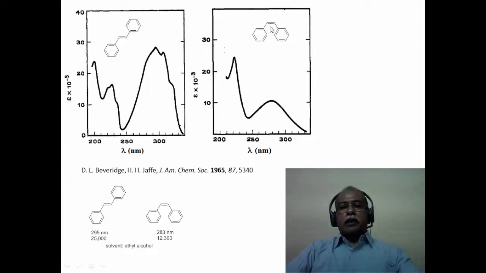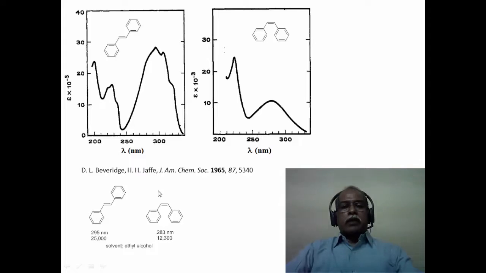In the cis isomer, because of the steric hindrance, both the benzene rings cannot be in plane with the pi system, the central carbon-carbon double bond here. Because of steric hindrance, one of the phenyl groups will be out of plane. So the through conjugation is not as effective as in the case of the trans isomer. So the wavelength of absorption, for example, of trans stilbene is 295 nanometer, and also epsilon is almost twice that of the cis isomer. The cis isomer has an absorption around 283 nanometer.